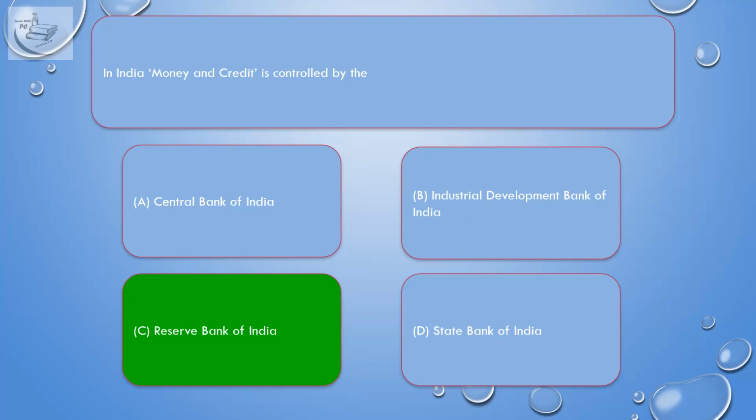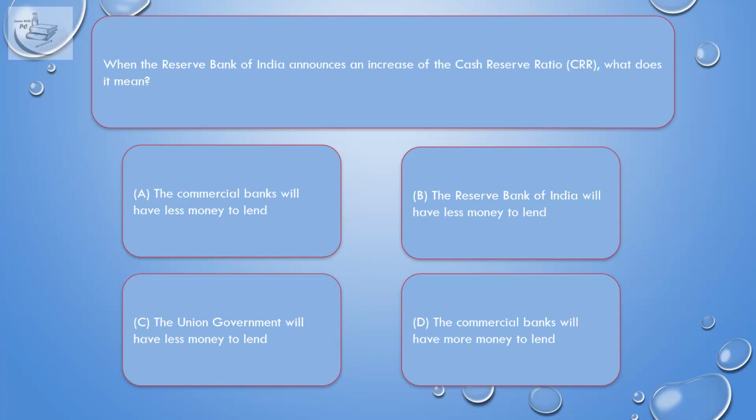Correct answer is C. Reserve Bank of India. Question: when the Reserve Bank of India announces an increase of the cash reserve ratio, CRR, what does it mean? A. the commercial banks will have less money to lend. B. the Reserve Bank of India will have less money to lend. C. the Union government will have less money to lend. D. the commercial banks will have more money to lend.